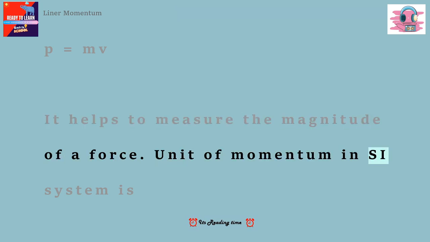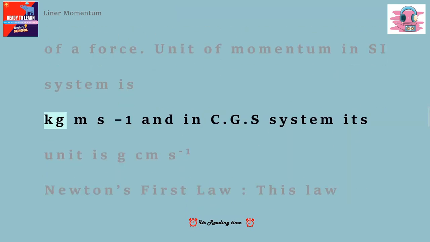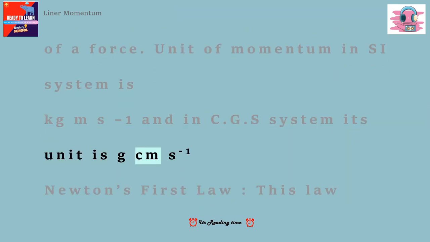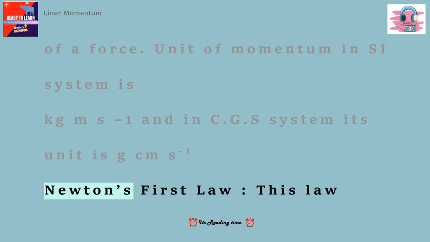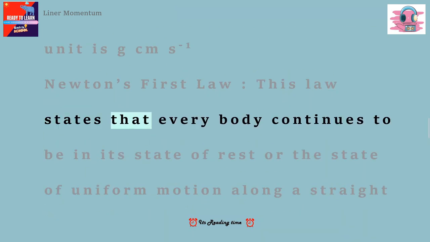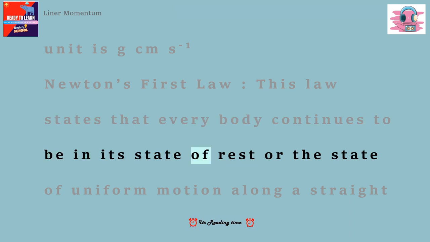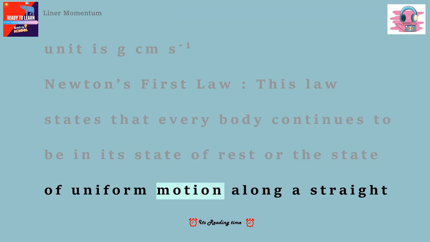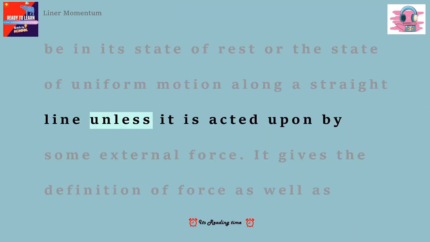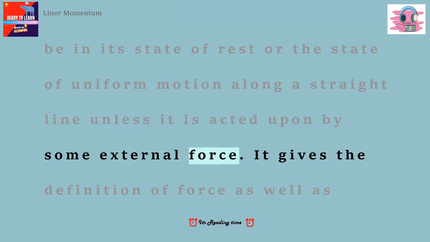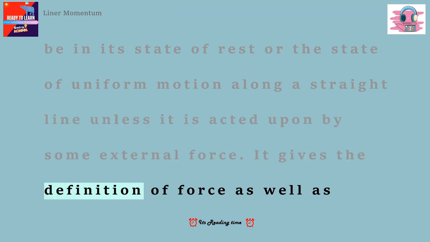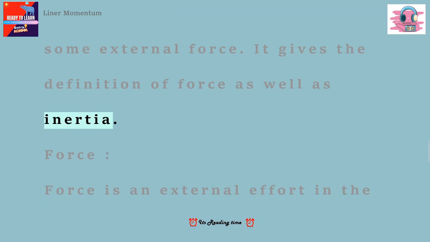Unit of momentum in SI system is kg m s^-1, and in CGS system its unit is g cm s^-1. Newton's first law. This law states that every body continues to be in its state of rest, or the state of uniform motion along a straight line, unless it is acted upon by some external force. It gives the definition of force as well as inertia.